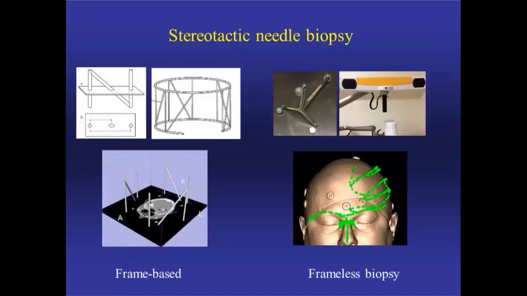Now, as you know, there are 2 basic methods of stereotaxis. One is to attach a frame to a patient's head, and each of those posts basically serve as a cell phone tower that you can localize your lesion to. By knowing what the distance is of the lesion relative to each of the posts, you know precisely where you need to be.